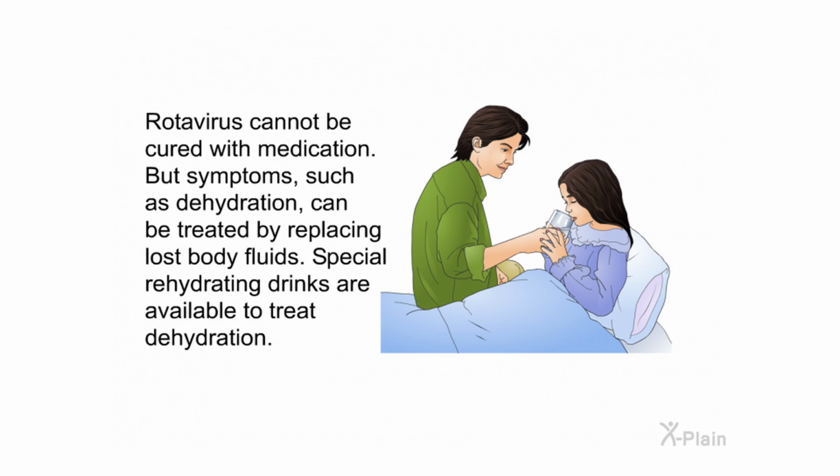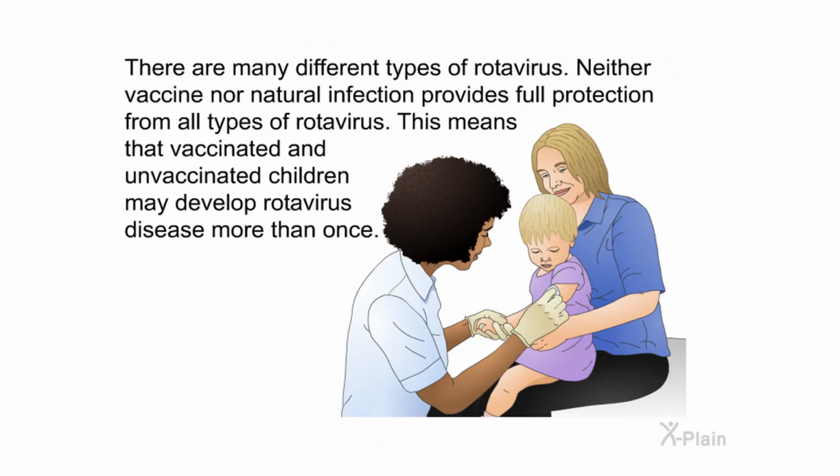Rotavirus cannot be cured with medication, but symptoms such as dehydration can be treated by replacing lost body fluids. Special rehydrating drinks are available to treat dehydration. There are many different types of rotavirus. Neither vaccine nor natural infection provides full protection from all types of rotavirus. This means that vaccinated and unvaccinated children may develop rotavirus disease more than once.